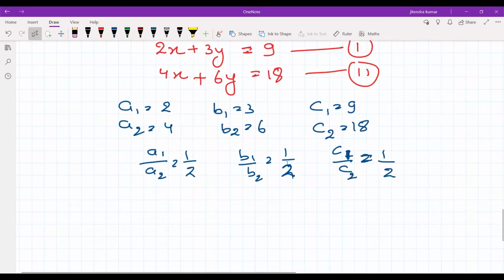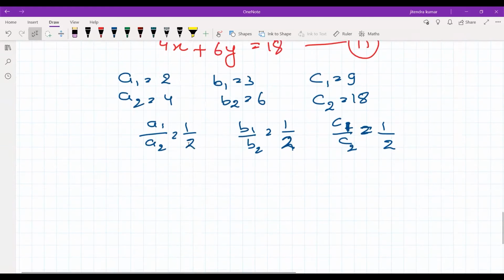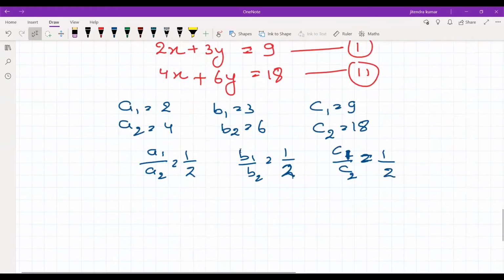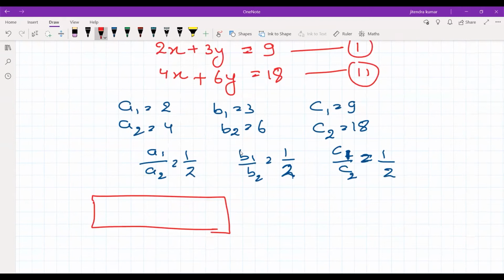So I was just showing the cases here, how we can check what is going to happen on the graph. Now let's draw their graphs. I think all of you already know how to draw the graph. In the first case, we just have to find the values of x and y first. We need to find at least two values of x and y to draw a line.